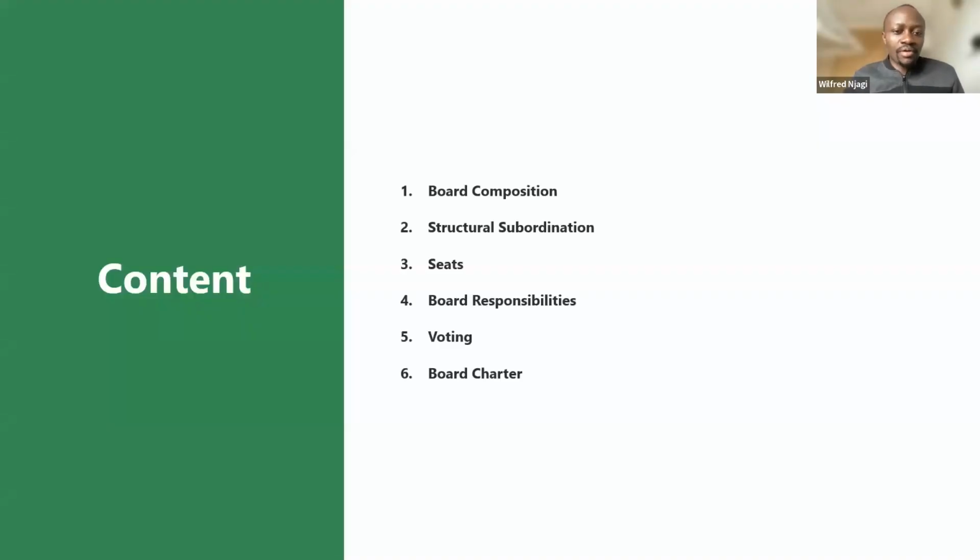This is what we'll be covering today: board composition, the seats, the board responsibilities, the voting rights, and the board charter. Next slide.